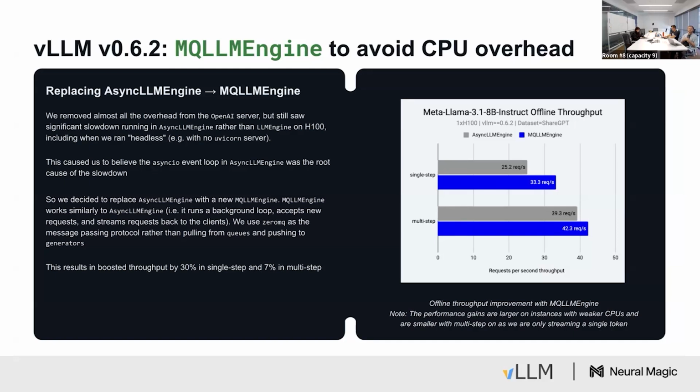And we found, particularly on slower CPUs, this can improve performance in single step, which is the default setting in vLLM currently, by 30%. And in multi-step, it can even show small performance enhancements, just reducing the overhead there. So this should hopefully just be transparent, better performance for everyone who uses the server.